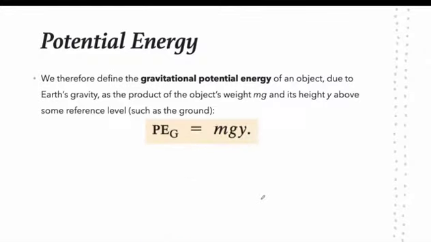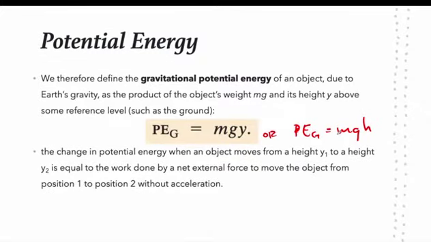So to calculate gravitational potential energy, we do mgy, or we can also say that gravitational potential energy is equal to mgh. Some textbooks use the formula mgy, some textbooks use the formula mgh. They're both the same, okay?